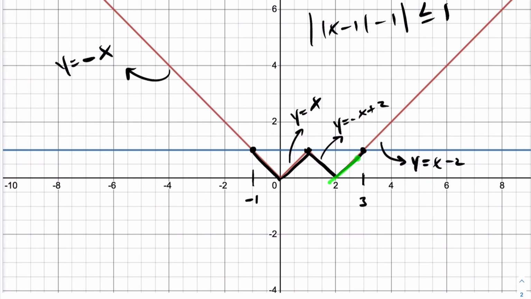And we can see that graphed here, each one of these here. This represents the line y equals -x. This is the line y equals x. This is the line y equals -x plus 2. And this is the line y equals x minus 2. So this is an example of a more challenging absolute value inequality.